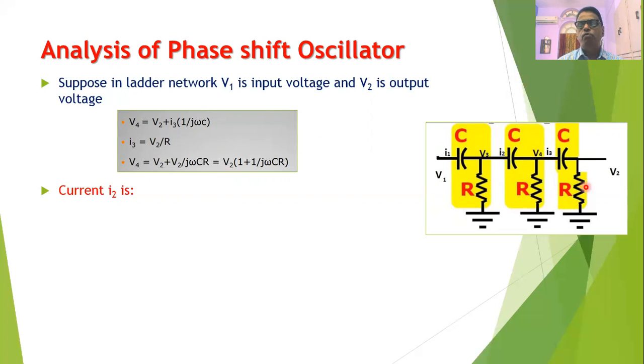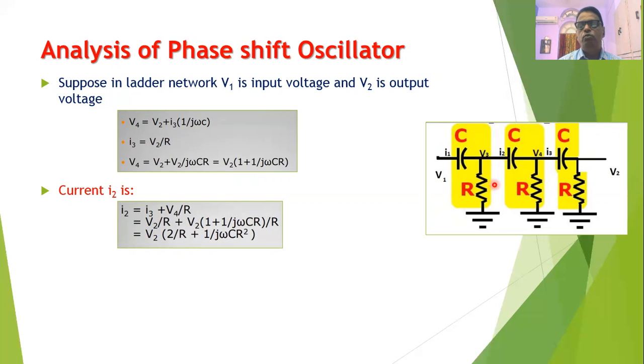Now, so far we have obtained the expression for V2, the expression for V4, and the expression for I3. And now we will go for the expression for I2. We know that the current I2 is nothing but I3 plus V4 upon R, because this current is bifurcated. Some part of I2 flows as I3 and the remaining part will flow through the resistance R. The voltage across this resistance R is V4, and therefore I2 can be written as I3 plus V4 upon R. But I3 can be written as V2 upon R, and therefore we can write the equation for I2 as V2 upon R plus V4, which is V2 in the bracket 1 plus 1 upon j omega CR, divided by R. And therefore, I2 is equal to V2 in the bracket 2 upon R plus 1 upon j omega CR square.